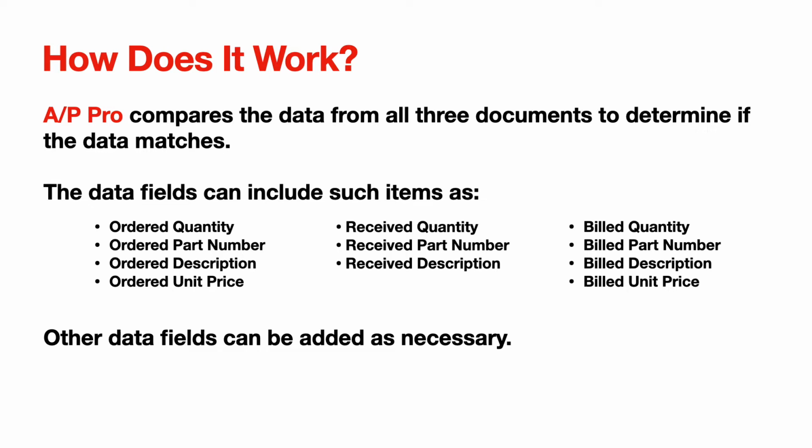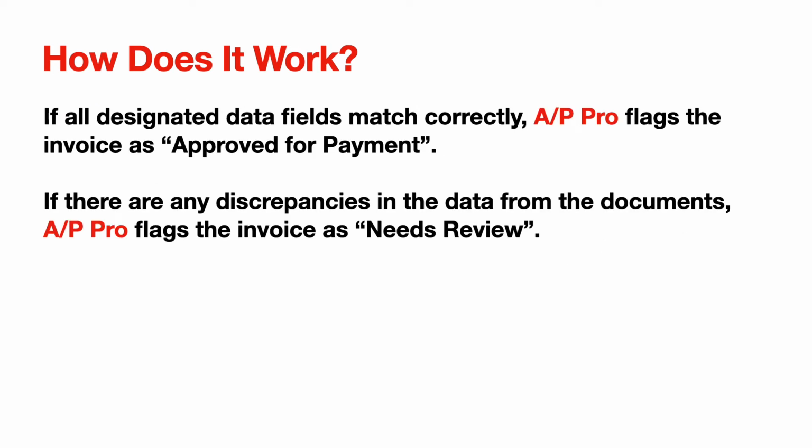These data fields can include virtually anything that appears on the purchase order, on the receiver, or on the vendor invoice. These fields can be customized to your specific requirements. If all the designated data fields match correctly, AP Pro flags the invoice as approved for payment. If there are any discrepancies in the data from these documents, AP Pro flags the invoice as needs review.